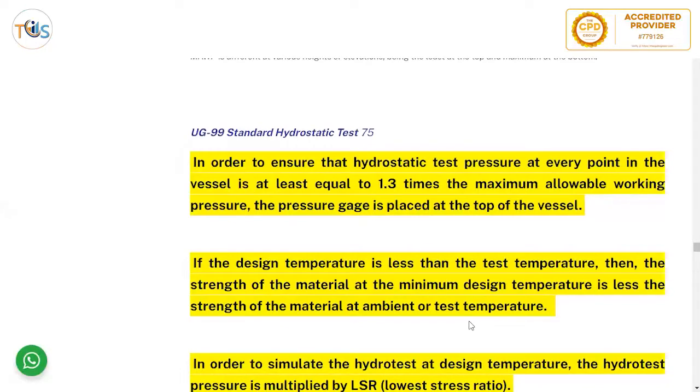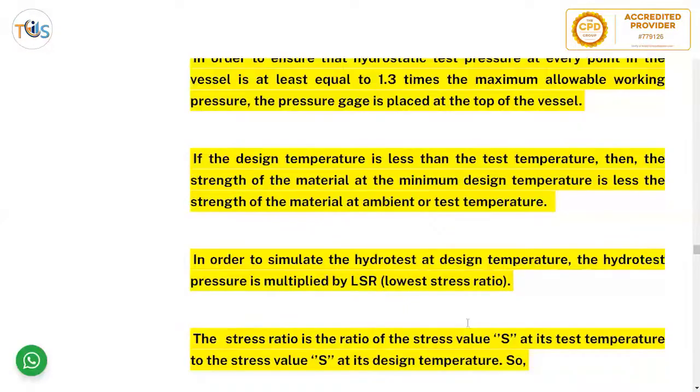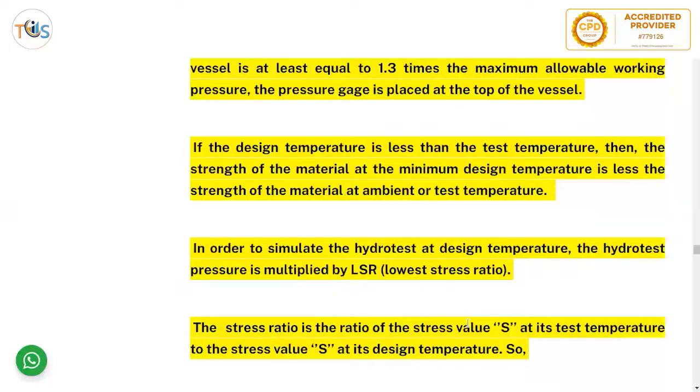MAWP is different at various heights or elevation, being the least at the top and maximum at the bottom. In order to ensure that hydrostatic test pressure at every point in the vessel is at least equal to 1.3 times the maximum allowable working pressure, the pressure gauge is placed at the top of the vessel. If the design temperature is less than the test temperature, then the strength of the material at the minimum design temperature is less than the strength of the material at ambient or test temperature.